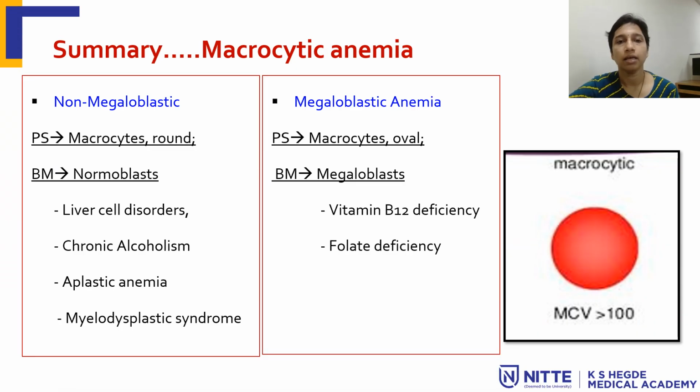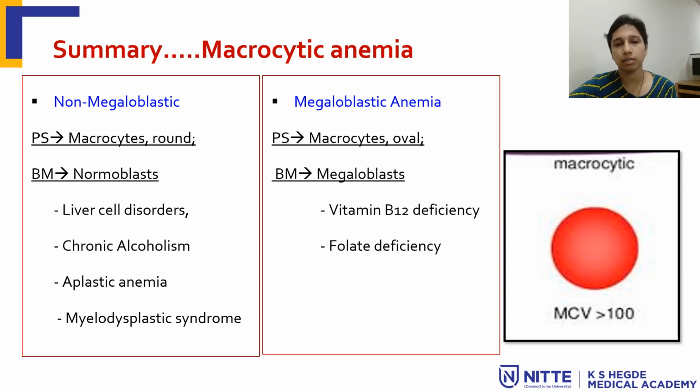So to summarize, macrocytic anemia is characterized by increase in the size of the RBC, and it is characterized by MCV of more than 100 femtoliters. So it can be non-megaloblastic or megaloblastic. Megaloblastic has macro-ovalocytes, whereas non-megaloblastic are having round macrocytes. So the main differential is based on the bone marrow examination or based on the biochemical investigation.